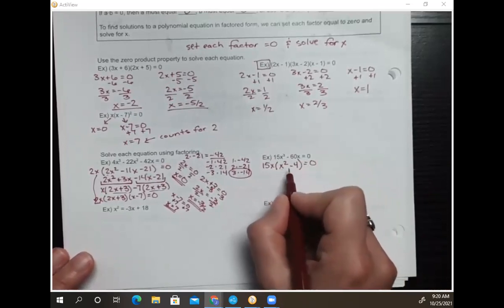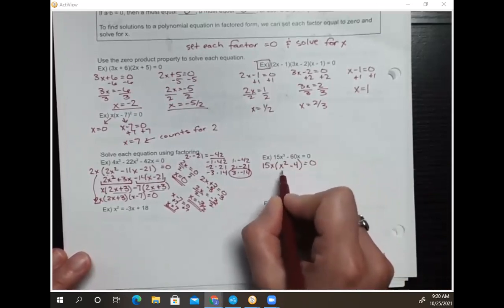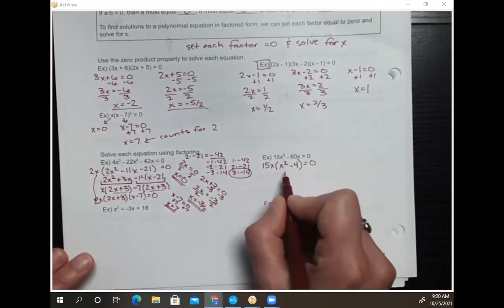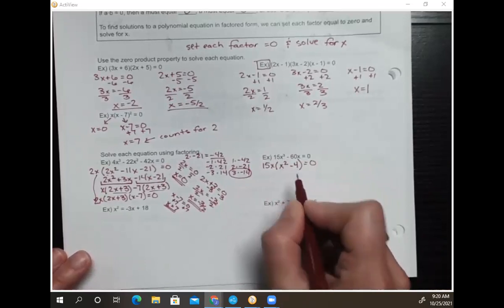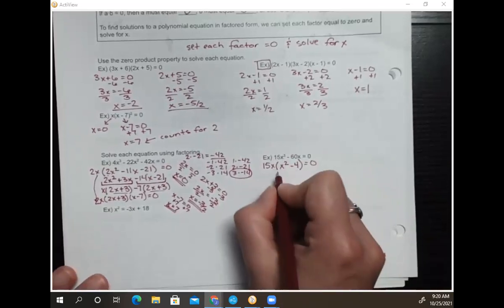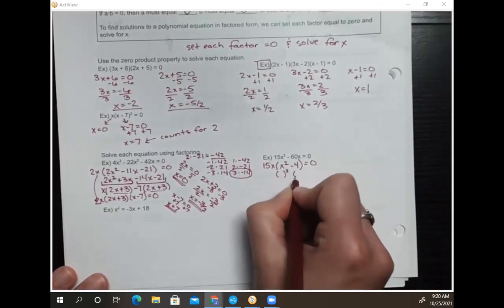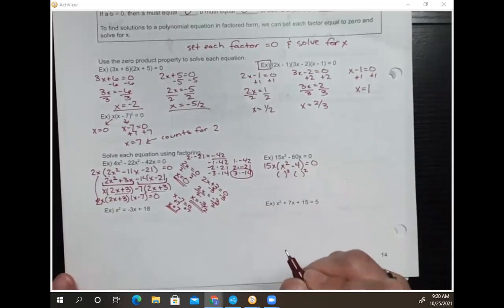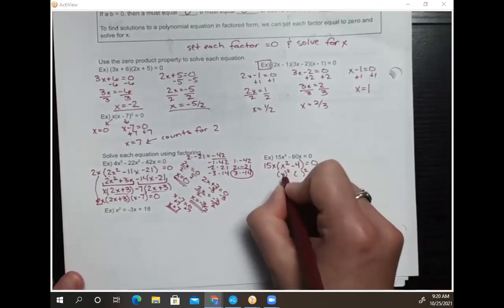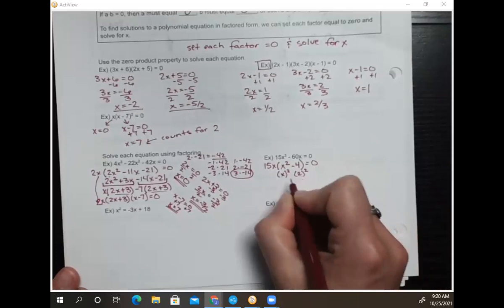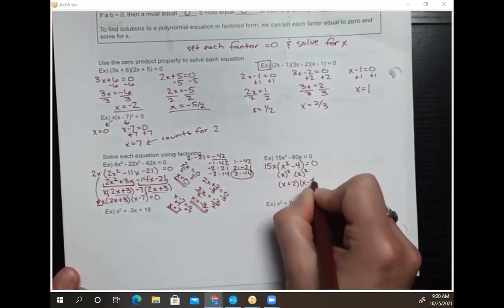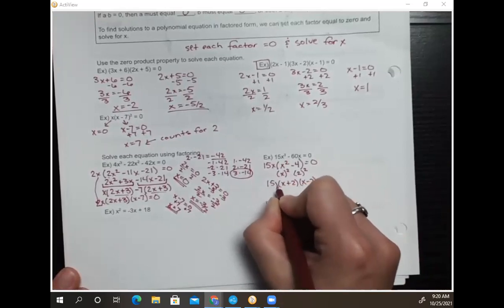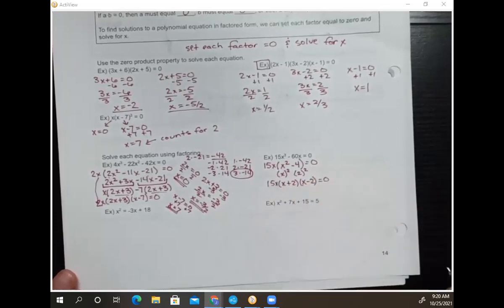X squared minus 4, we can keep factoring, right? We've got a difference of squares here. Even degree, perfect square, subtraction, difference of squares. So this is where we ask ourselves, what did I square to get each part? What would I square to get x squared? X. What would I square to get 4? 2. So this would be x plus 2 times x minus 2. And then don't forget your 15x in front.